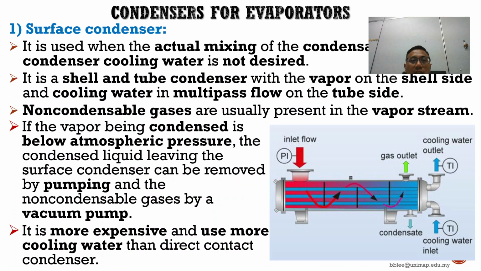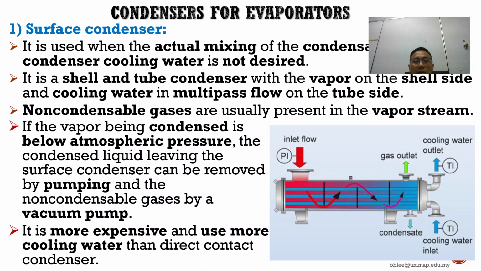Now, the surface condenser is used when the actual mixing of the condensate with the condenser cooling water is not desired. A shell and tube condenser, or shell and tube heat exchanger, is used as the condenser with the vapor on the shell side and cooling water in multi-pass flow on the tube side. Non-condensable gases are usually present in the vapor stream.